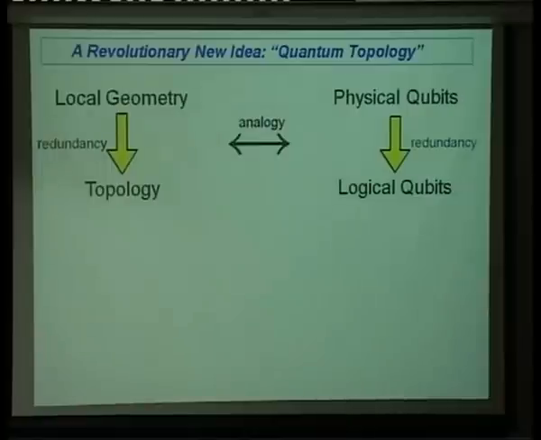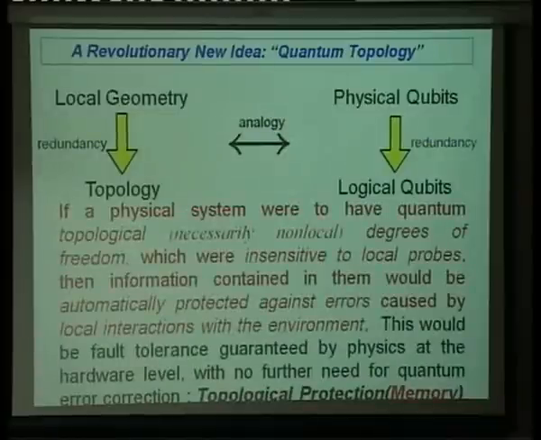Alexei understood there is another way redundancy occurs in nature. Again, I'm simplifying everything for a colloquium, where local geometry is a redundant way of encoding topology. Many different visual geometric structures have the same topology. I'm going to give you some simple examples, but let's accept that topology, like a logical qubit, can be encoded in local geometry just as a logical qubit can be encoded in many physical qubits.